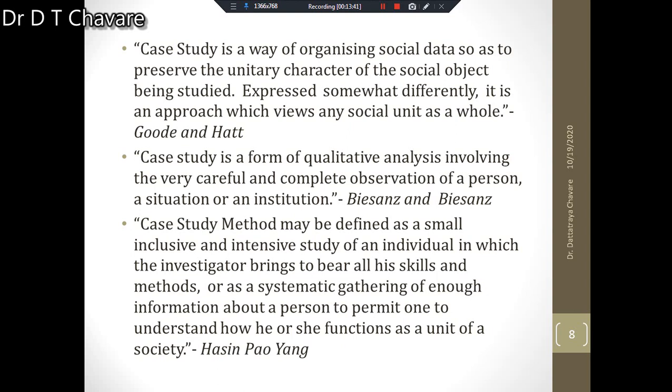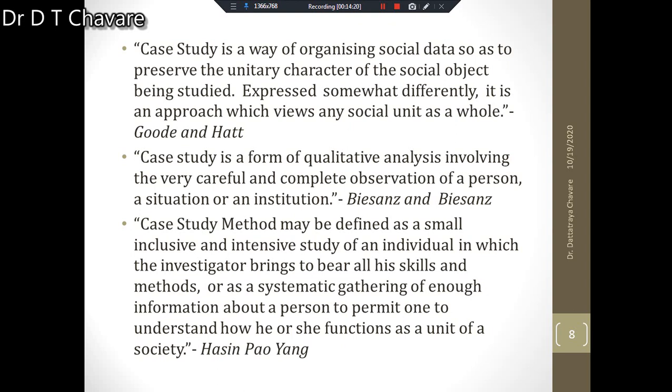Then another definition is also given here. Case study method may be defined. Try to understand why I am going to explain these different definitions by the authors. With the help of these definitions you can understand the case study method from various angles. That is why I am making this effort, for your understanding. Each and everything should be understood clearly. Without clear understanding, nothing is possible in understanding research.